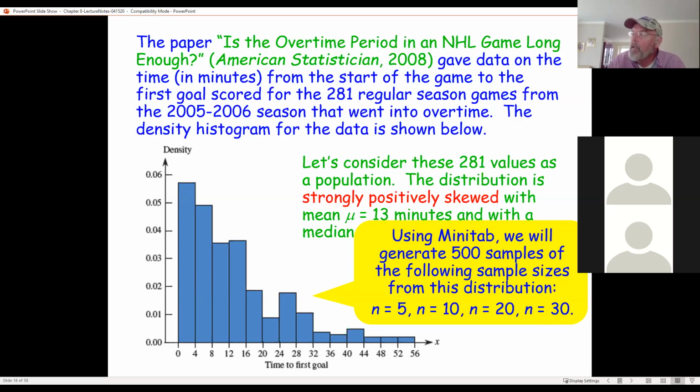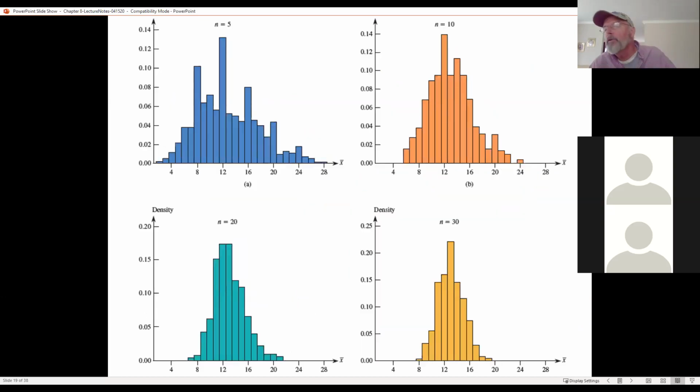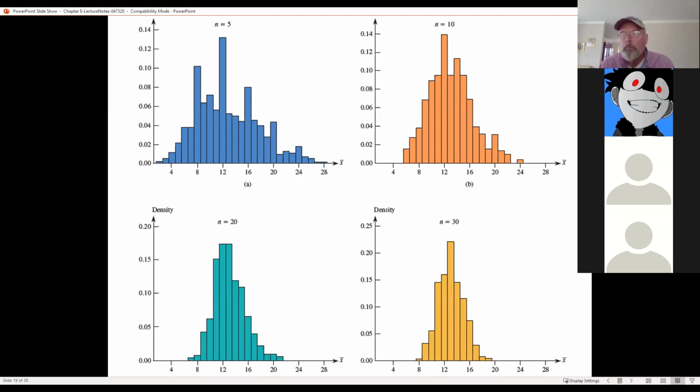All right, so let's see the 4 different histograms. Here are sample sizes of 5, 10, 20, and 30. Let's start with 5 first. What do you see about this distribution that would be notable? So around 8 is like a high density.